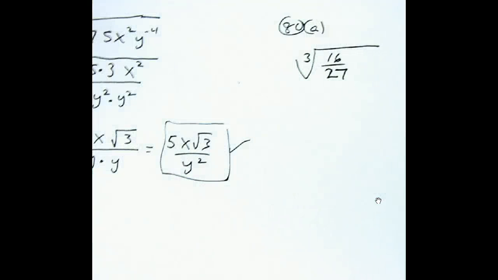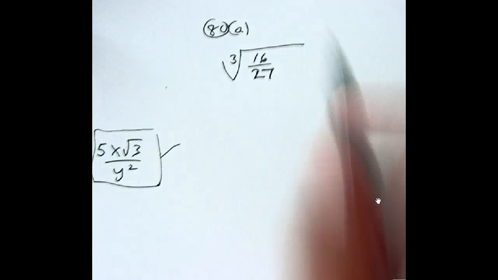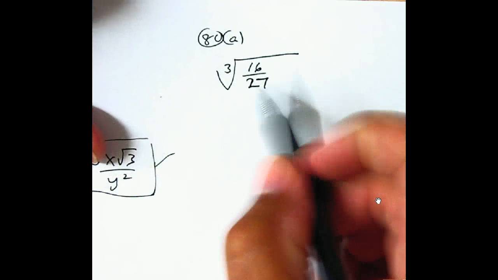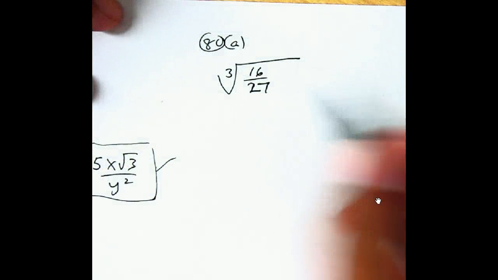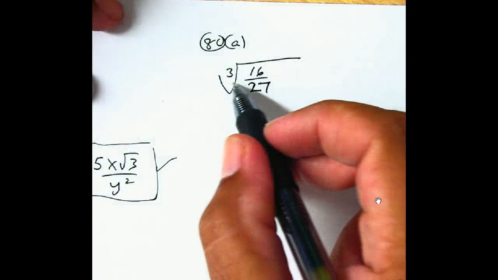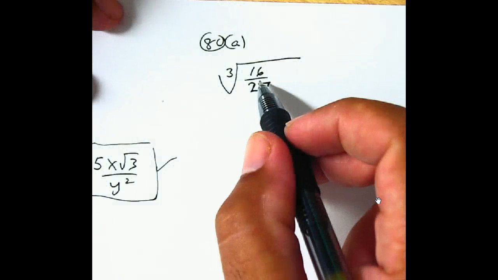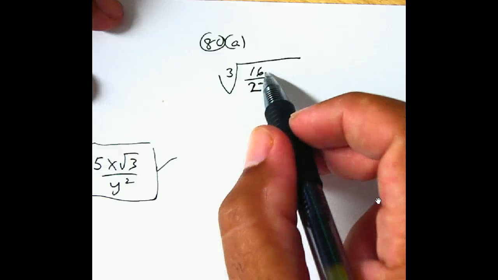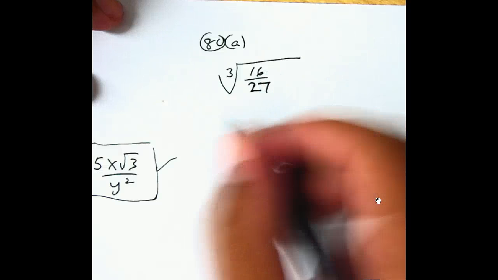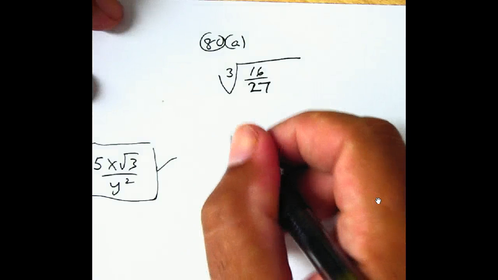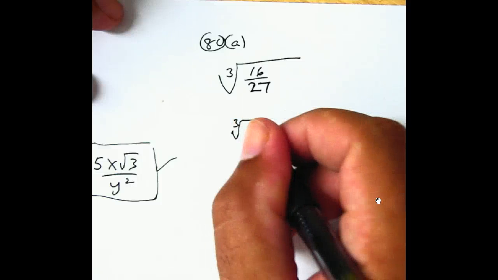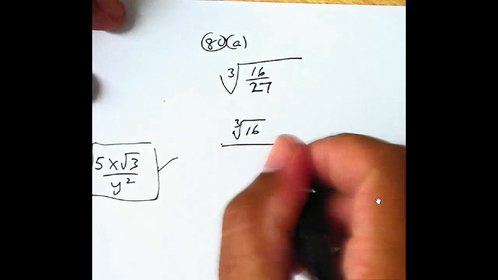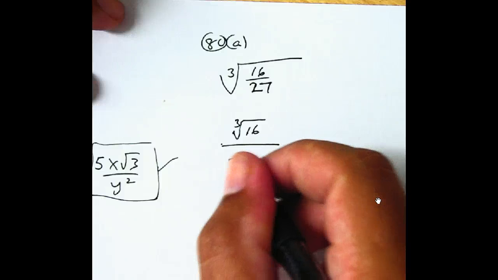Okay, the next question I would like to go over is a cube root problem. Here we have the cube root of 16 over 27. What I want you to see is that the cube root applies to both the 16, the numerator, and the denominator. So we have the cube root of 16 and the cube root of 27.